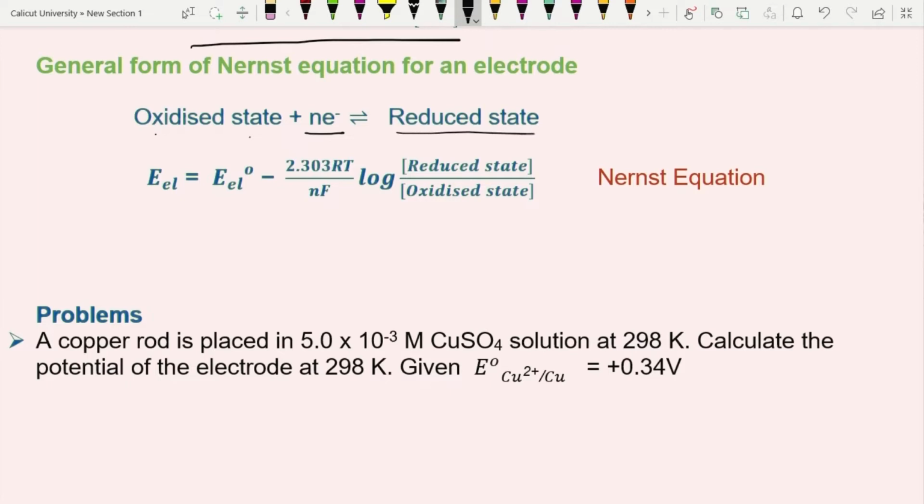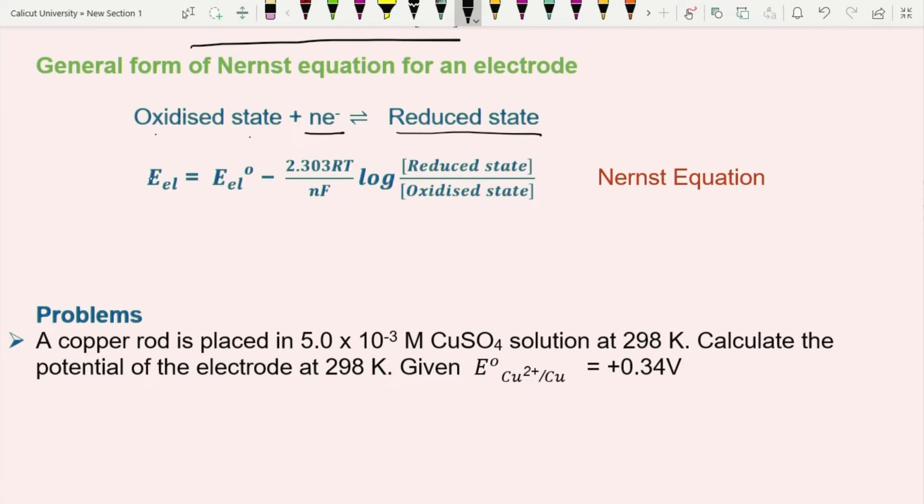Now, we were doing it only for a metal and metal ion electrode. Now, we are going to do a general form for the Nernst equation, which is applicable to all electrodes. So, I am going to represent the electrode reaction. If you remember, I have always told that we have to identify the oxidized state, add the number of electrons required, and you get the reduced form. You have to write it in such a way. So, in a general form, oxidized state plus ne electrons gives the reduced state of that particular substance.